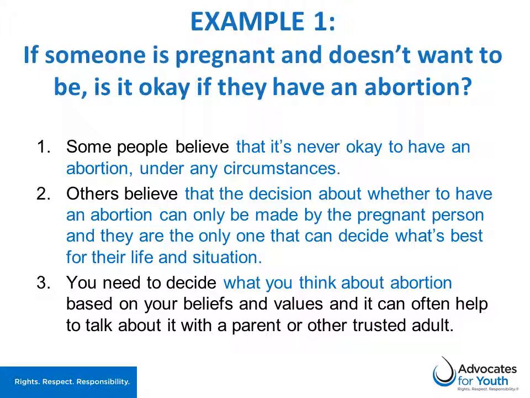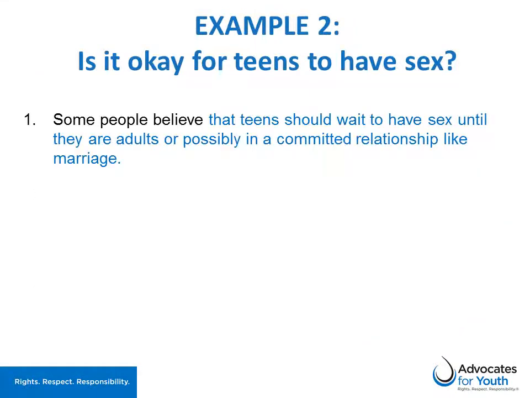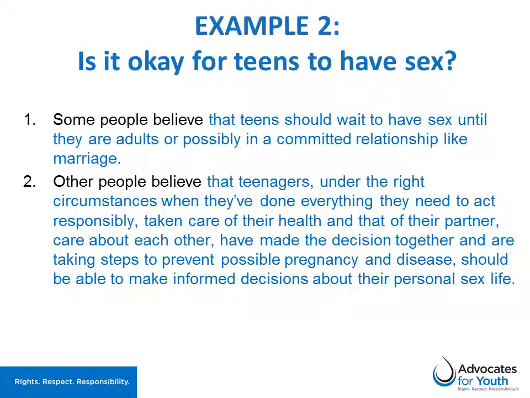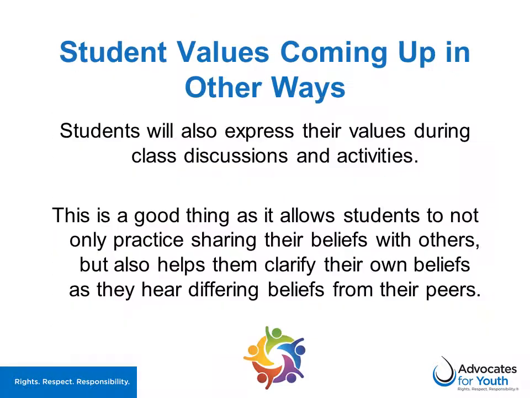Let's look at one other example. Is it okay for teens to have sex? So let's start by showing one end of the continuum about people that say no, you should wait until you're married or in a committed relationship. Other people believe that teenagers, under the right circumstances, can make that decision that's best for them, throwing in some important criteria for them to consider. And then lastly, you need to think about what you believe about this topic, and talking with a parent or a trusted adult can be really helpful. So hopefully that little three-step technique is helpful for you as you think about ways to address values-based questions in the classroom.